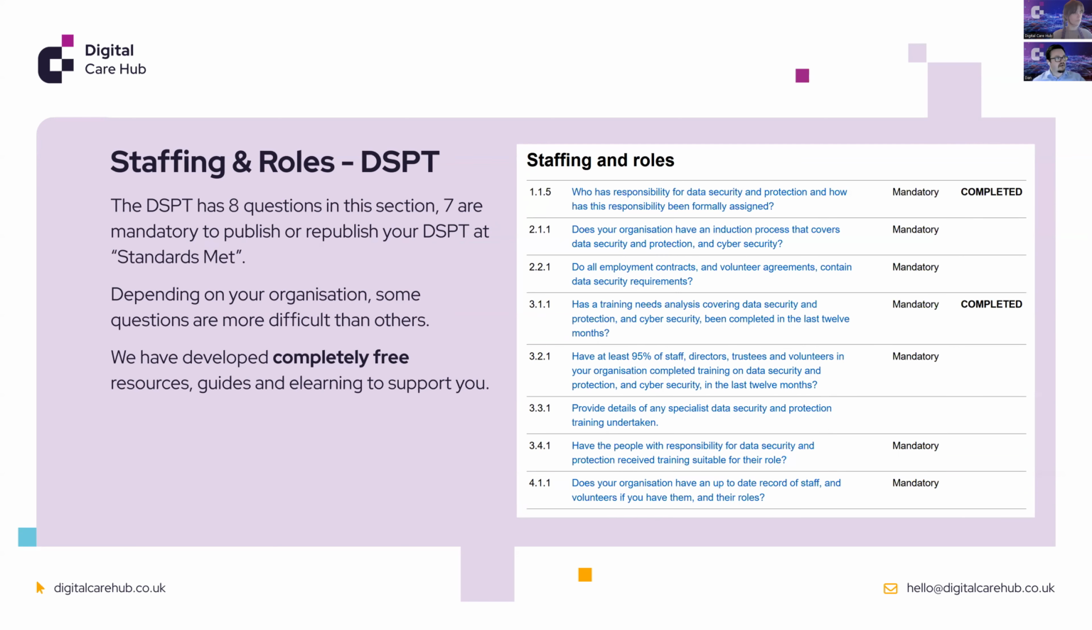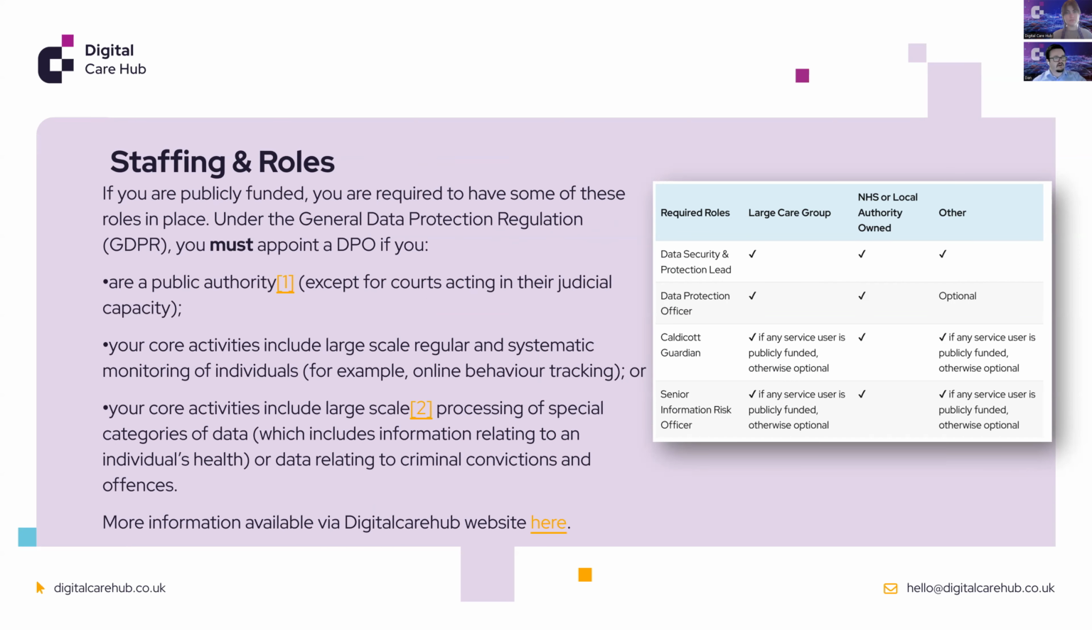I'm going to go back to that one just for a second, just to talk about some of the others. I think we pulled out the DPO as a specialist role. For a Caldecott Guardian, if you have service users who are publicly funded, then you are required to have a Caldecott Guardian. Otherwise, it's optional. And the same for your senior information risk officer as well. So if you've got service users that are publicly funded, you are supposed to have someone there who's essentially gone through the right level of training and has been appointed to that role.